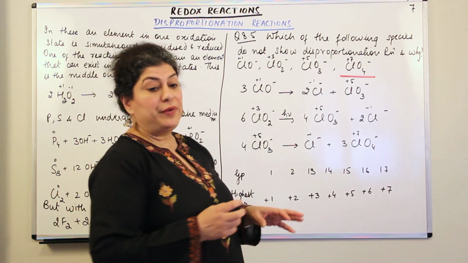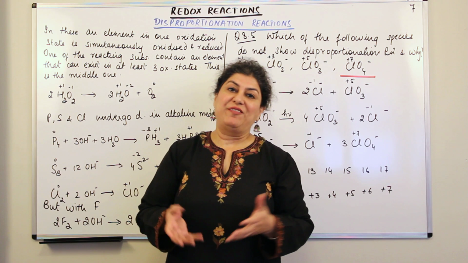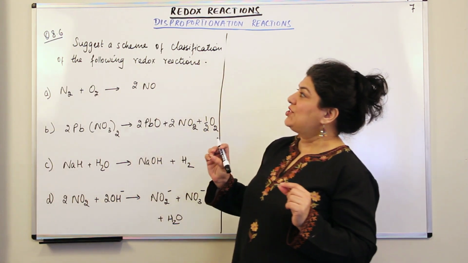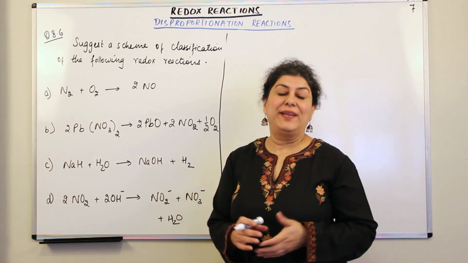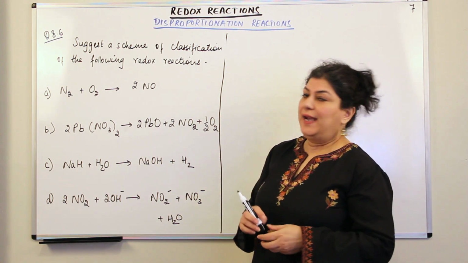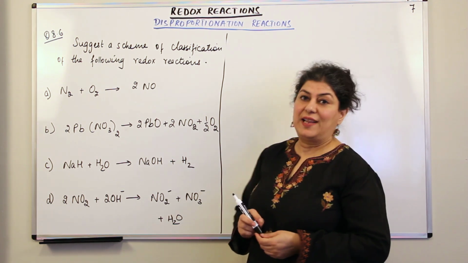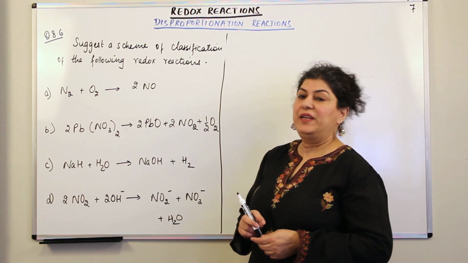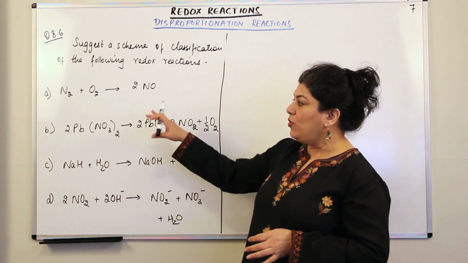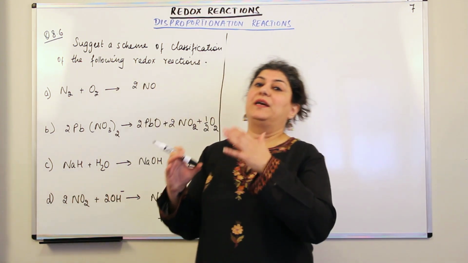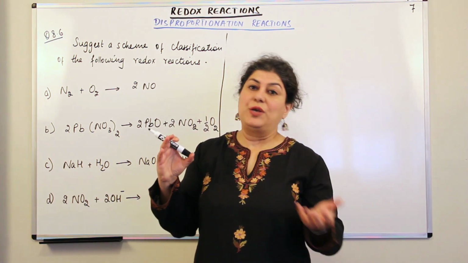Now give me a moment to write down one more question before I wind up this video. Now this is question 8.6. It is the solved example of your textbook, and let me read the question. You have to suggest a scheme of classification of the following redox reactions. You've been given 4 different redox reactions. You have to identify which category they belong to.